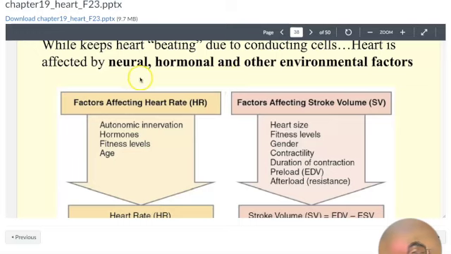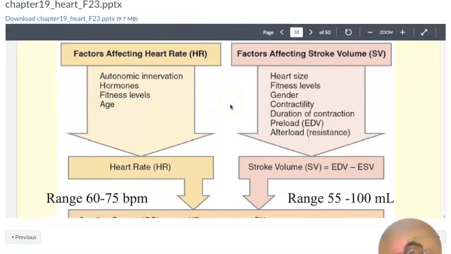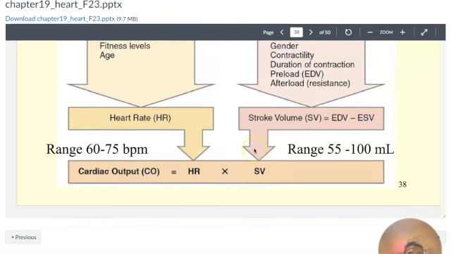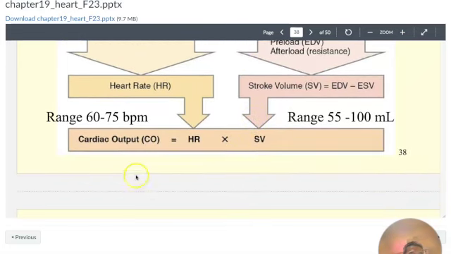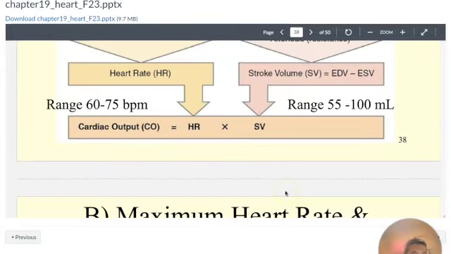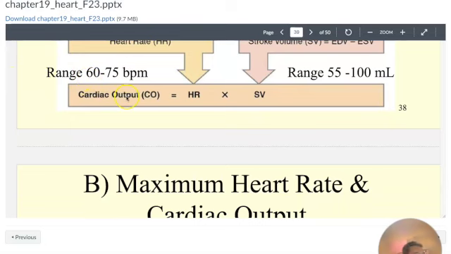So the heartbeat is based on neuronal, which is your nerves, hormonal, and other environmental factors, like your nervous system, your age, and fitness level. Things that affect the stroke volume, which is how much it squeezes out, are your heart size, your fitness level, gender, and all that stuff. So here's how much blood is pumped out, heart rate times stroke volume. Usually this is the range, and here's the range of the cardiac output.